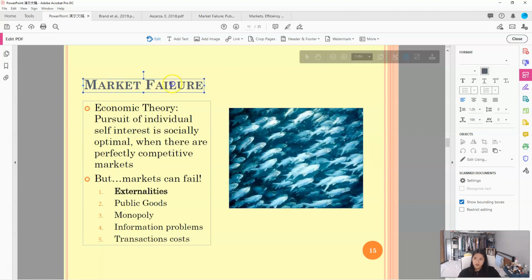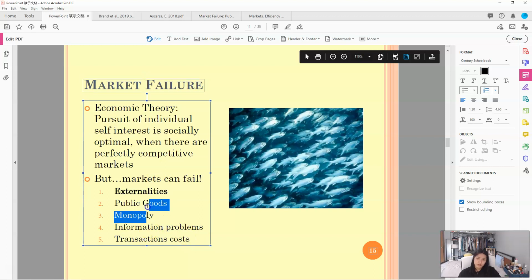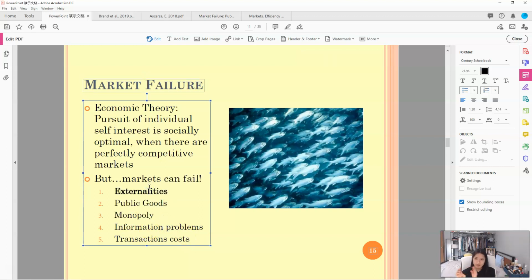So markets can fail due to several reasons. For example, externalities, public goods, monopoly, information, and transaction costs. And in this video, we talk about externalities, and how externality would lead to market failure.